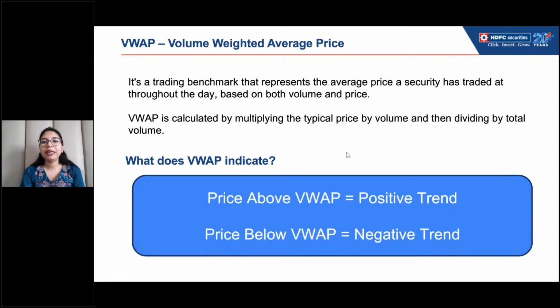So what does VWAP indicate? VWAP से आपको क्या पता चलता है? First, price अगर VWAP के ऊपर है, if the price is above VWAP, it is a positive trend. All right. If the price is below the VWAP, it's a negative trend. All right. As simple as that.